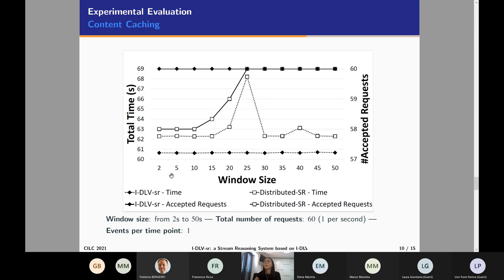As we can see, I-DLV-sr behaves better than distributed SR both in terms of total time and number of accepted requests. Indeed, with respect to the total time, I-DLV-sr has a linear trend very close to 60 seconds, while distributed SR seems to take longer for specific configurations of this experiment. Moreover, I-DLV-sr always correctly accepts and processes the incoming requests, while distributed SR seems to lose part of them for those encodings where the window size is small.